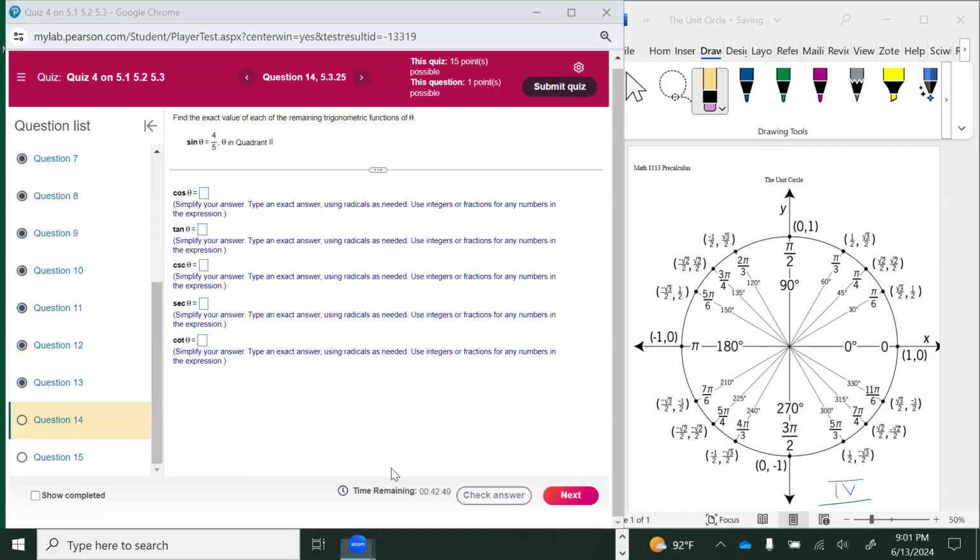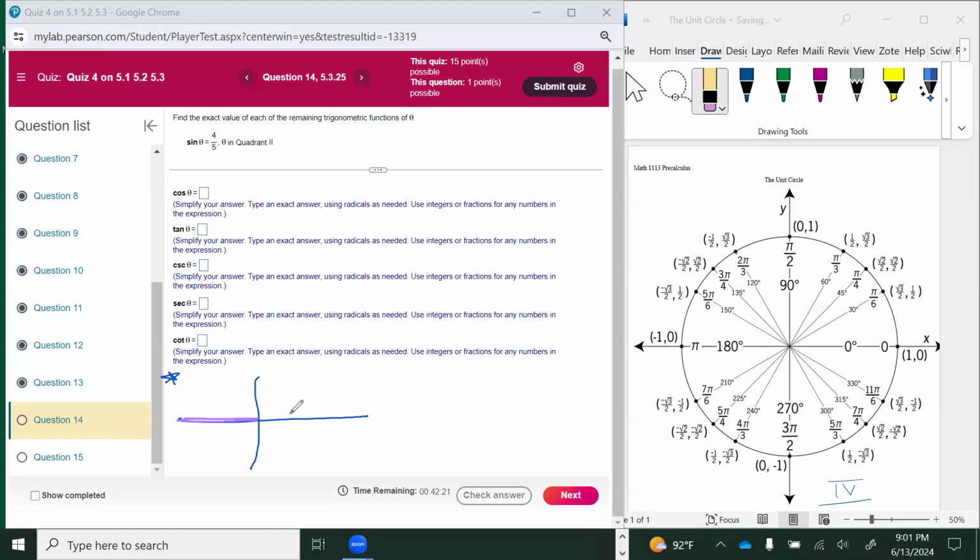Okay, find the exact value of the trig function. Sine of theta equals 4 over 5, and it's in quadrant 2. The placement of the quadrant matters. When you draw these, you have to draw them in a coordinate plane. It's in quadrant 2, so it's in this quadrant. You always draw the angle, let me pick a different color here, with the initial side on the x-axis.